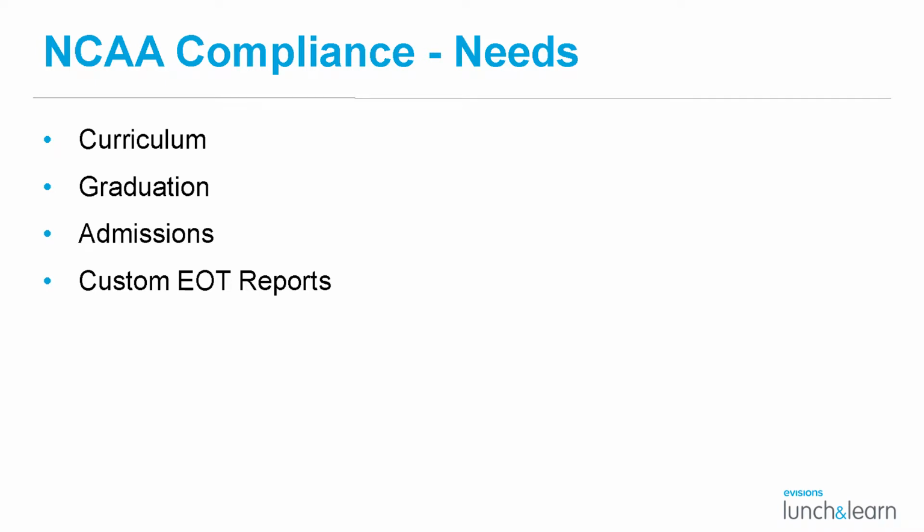They just had some pretty simple needs. They needed a curriculum report. It's very important that student athletes know the correct curriculum, that it is reported correctly. They want to know information about graduation, and any incoming athletes, either those who were interested or those that they had already recruited. They needed information on that. And they also have a few custom EOT reports that some of their users use.